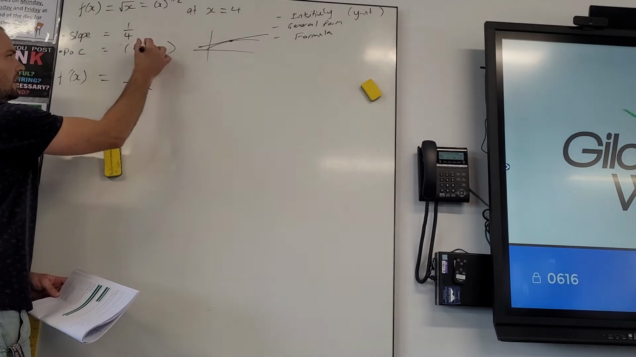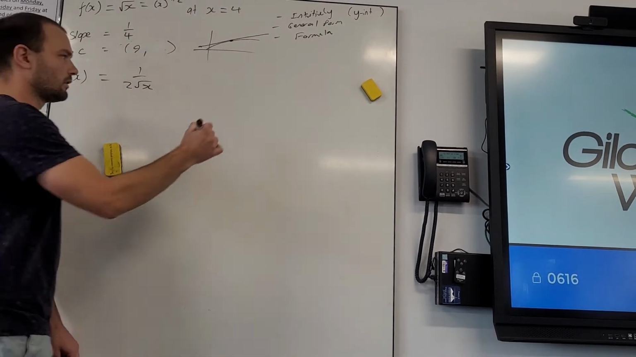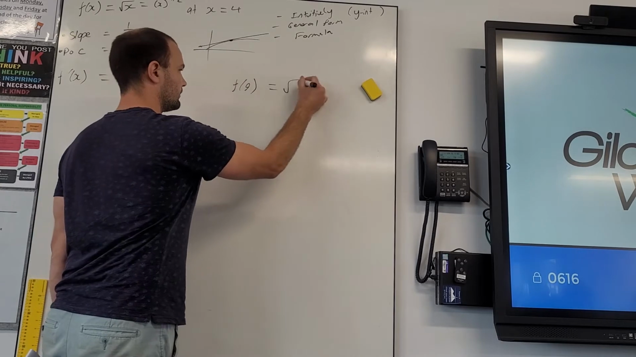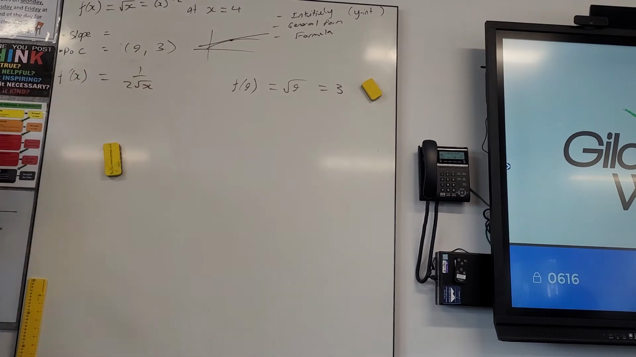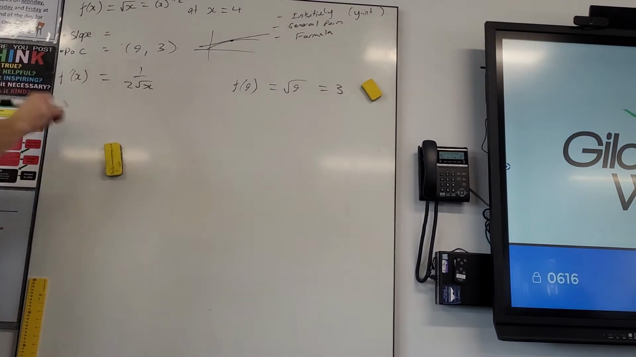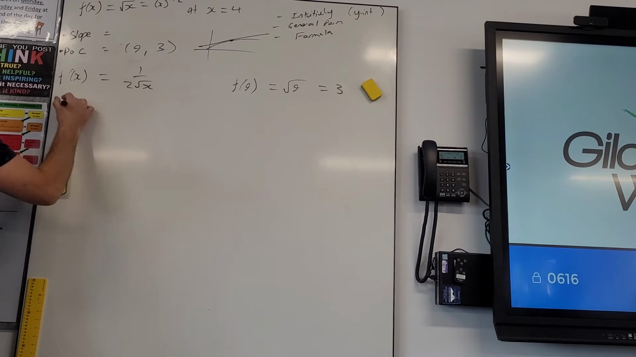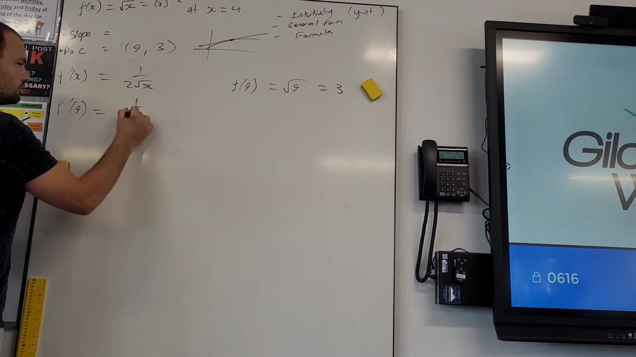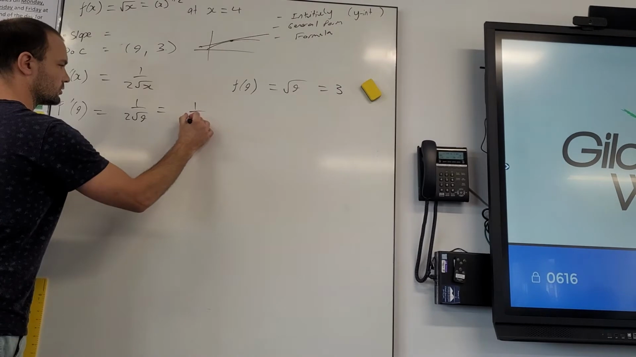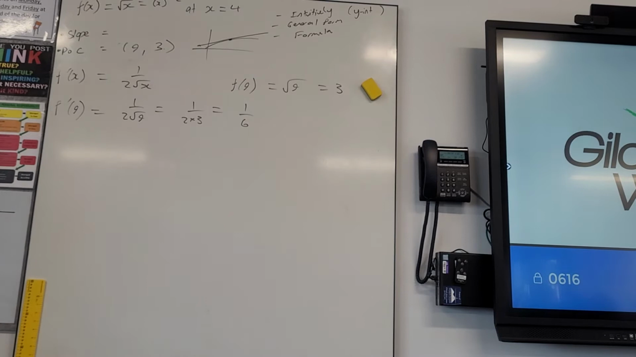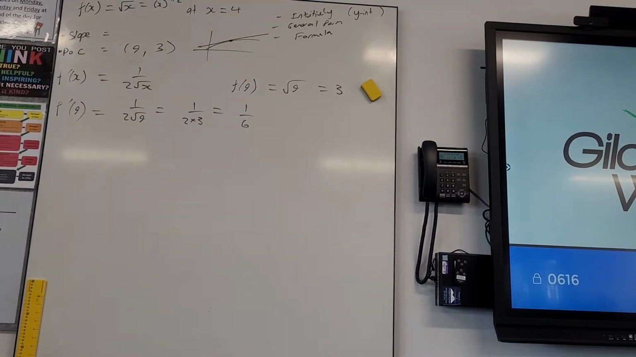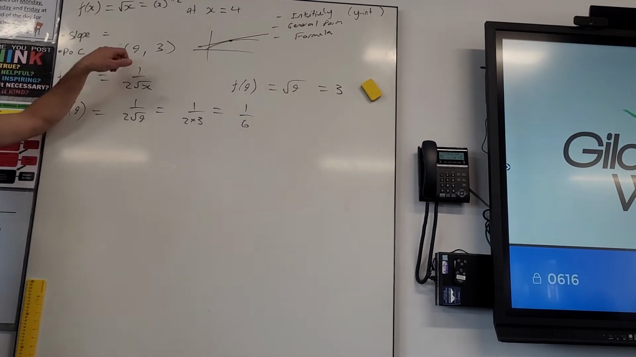So this time we've got a different point of contact. We've got x is 9, which means the y value is going to be f of 9, or the square root of 9, which is 3. And our slope's going to be different as well, because we need to find the slope when x is 9. So let's do that first. f dash of 9 is 1 on 2 root 9, which is 1 on 2 times 3, which is 1 on 6. That is the slope at x is 9.